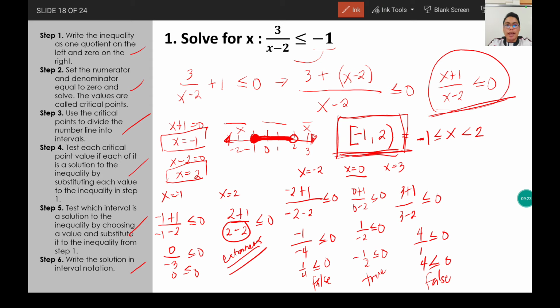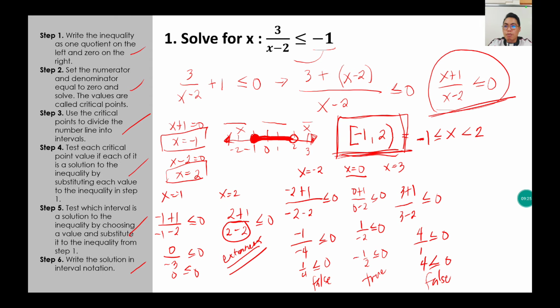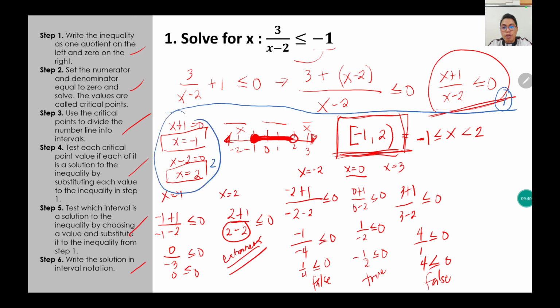Ang step 1 natin ay we start with writing the inequality in one quotient. So, ito yung part na yon. Step 2, set the numerator and denominator equal to 0 and the values are called the critical points. Ito ang ating step 2. After that, use the critical points to divide the number line into 3 intervals. Ito yung step 3 natin. Yung nag-plot tayo ng dalawang point.